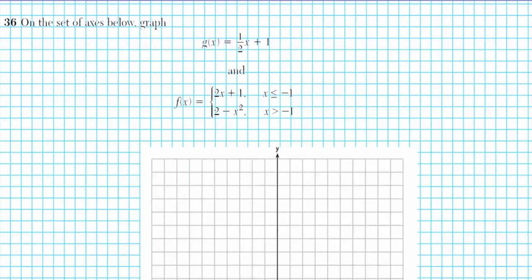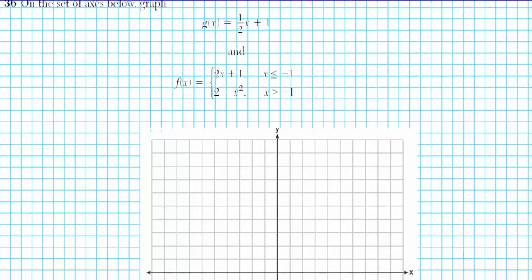It says, on the set of axes below, graph g of x, which is 1/2 x plus 1, and f of x, which is the piecewise defined function, 2x plus 1 when x is less than or equal to -1, and 2 minus x squared when x is greater than -1. All right, so let's go ahead and graph the more complicated function first, which is a piecewise defined function, okay?